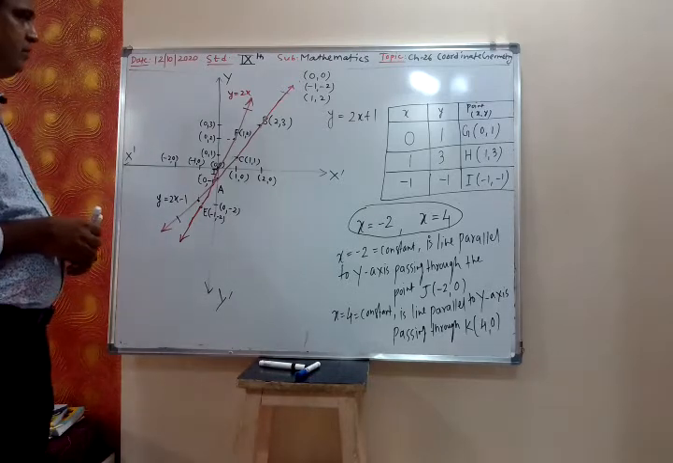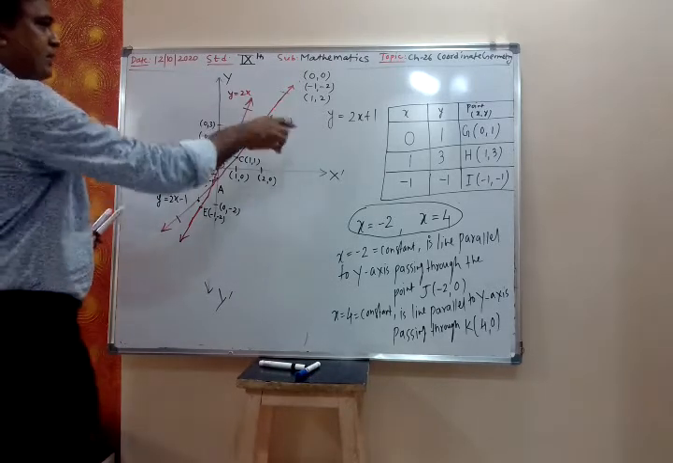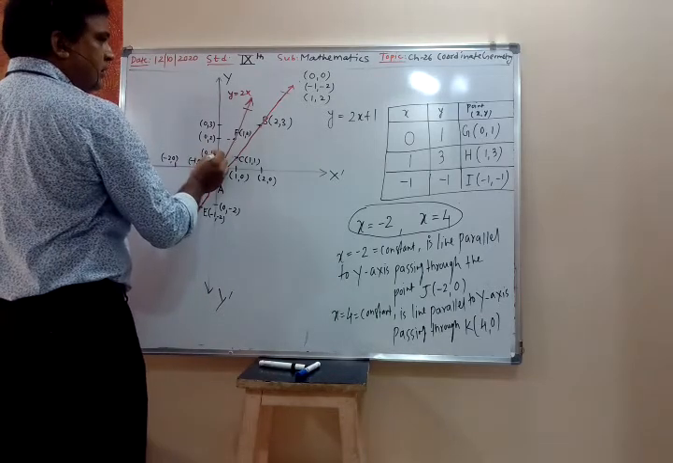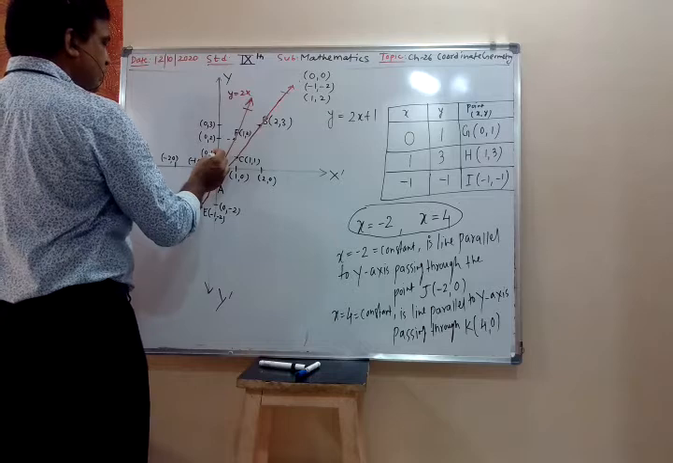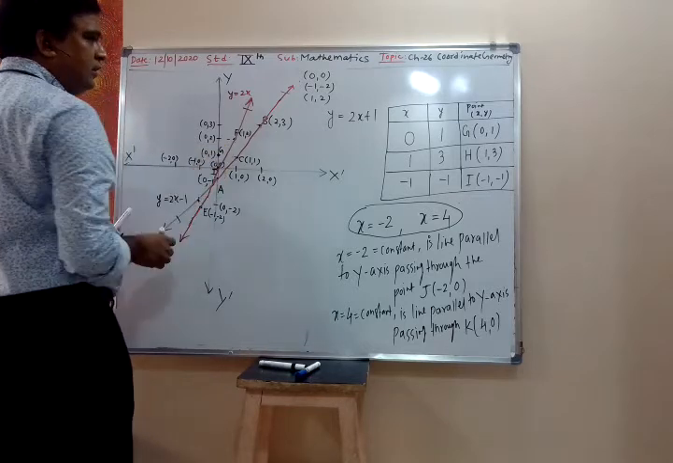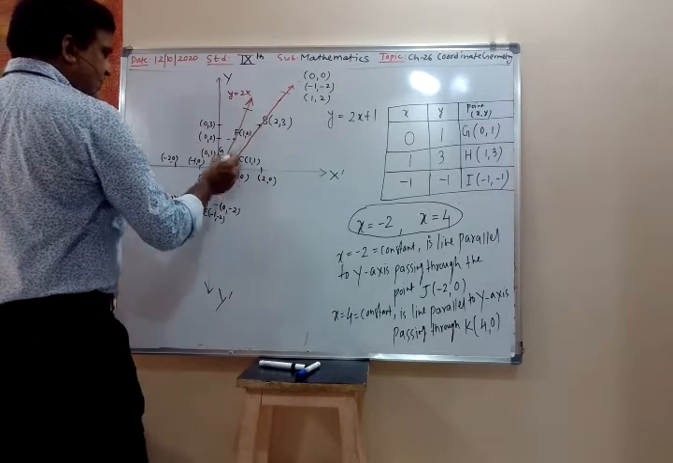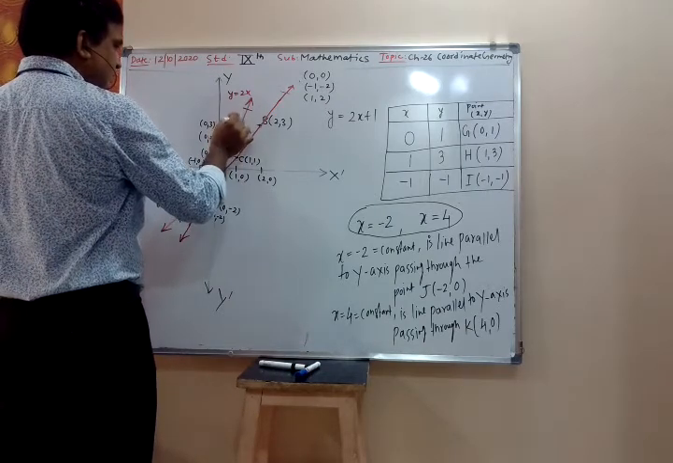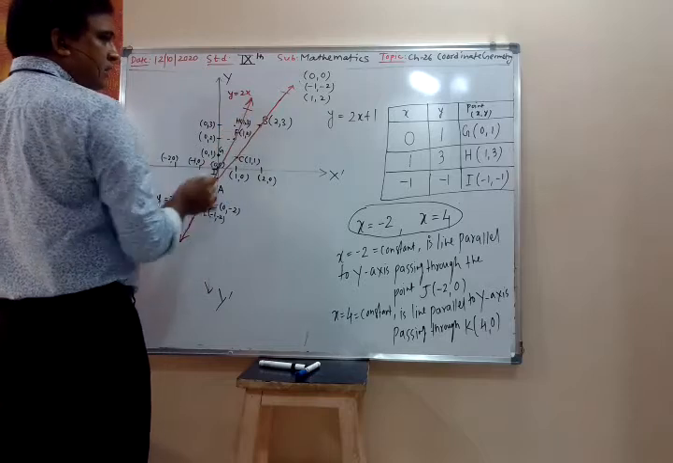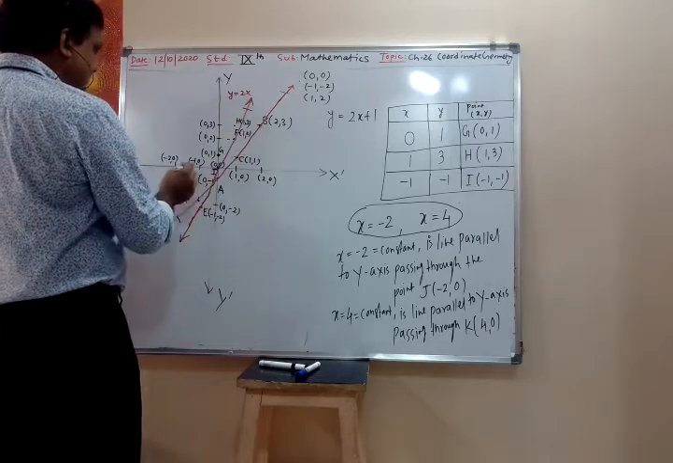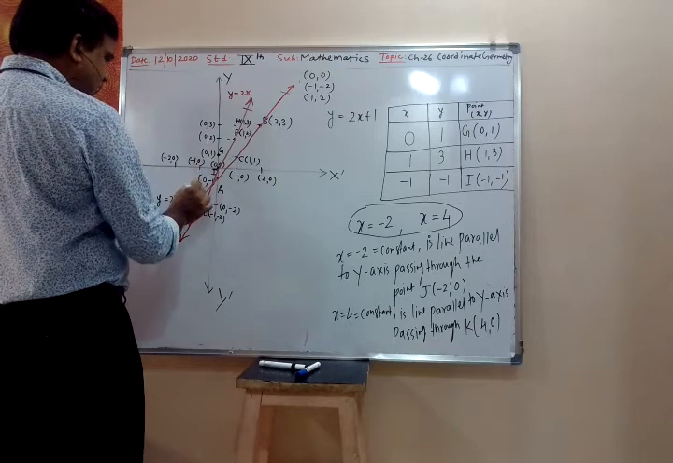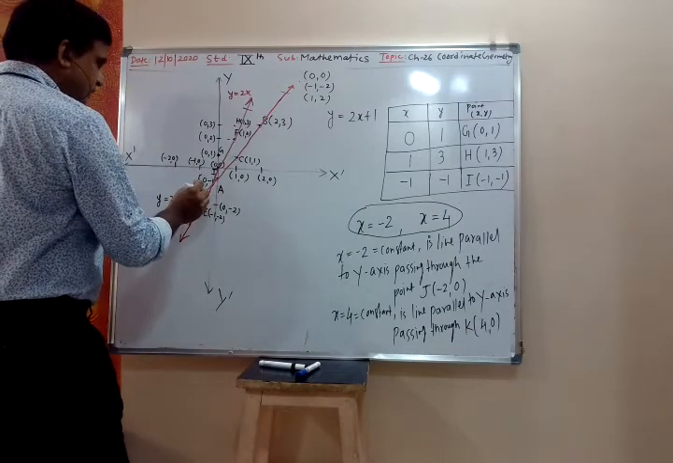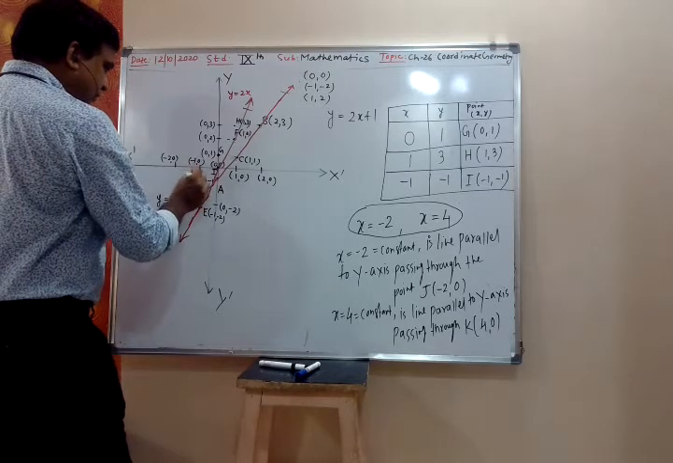Now what is next? Y is equal to 2x plus 1. 0 comma 1 on this line, and 0 comma 1 is this point G. Then 1 comma 3, x is 1, y is 3, somewhere here. H, 1 comma 3. Then minus 1 comma minus 1, x is minus 1, y is minus 1. Minus 1 comma minus 1 will be this point.